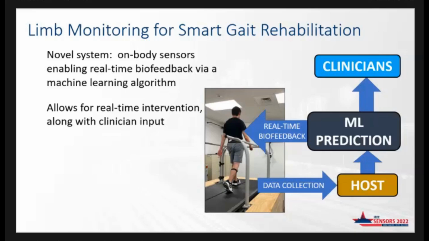What our team aspired to do here was to use an open source body area network to collect inertial data on the lower limbs, to be able to feed this into a machine learning algorithm, which can provide real-time patient feedback, allowing for real-time correction of gait and providing that data as well to clinicians.